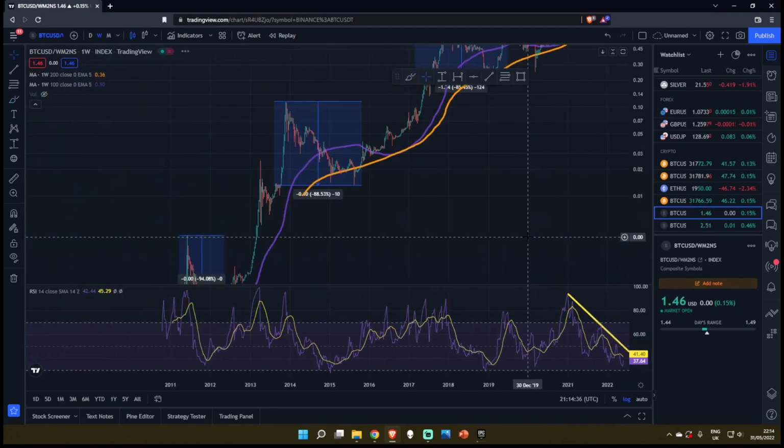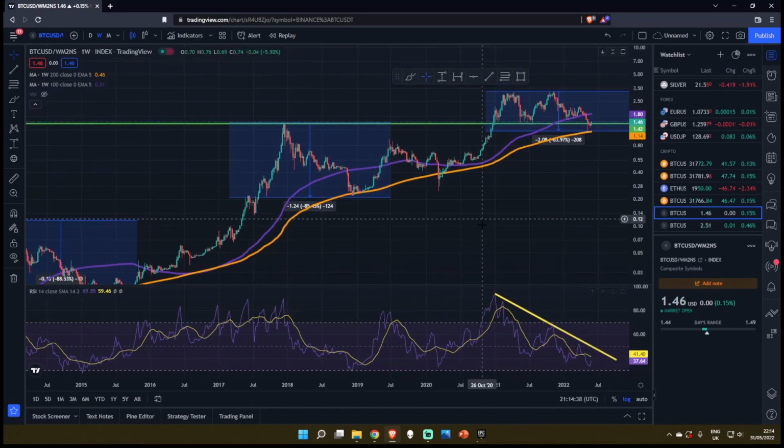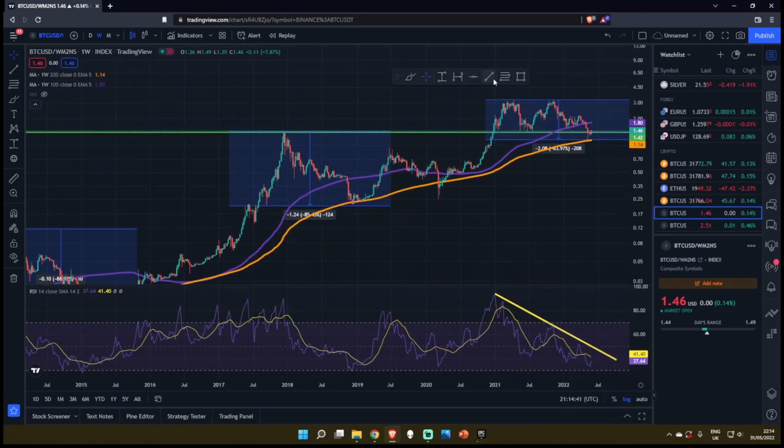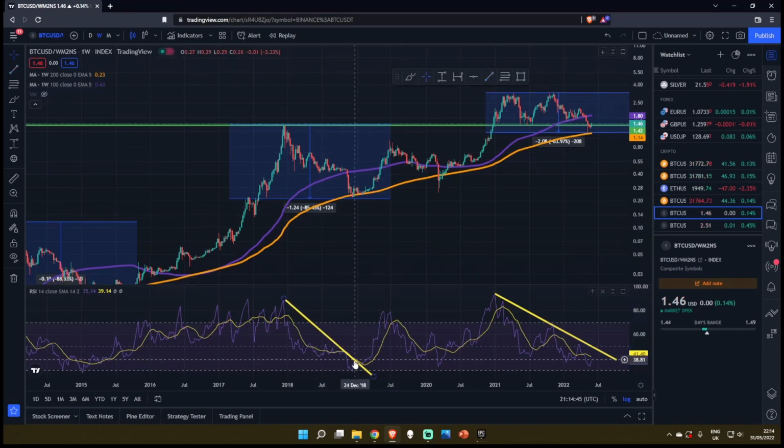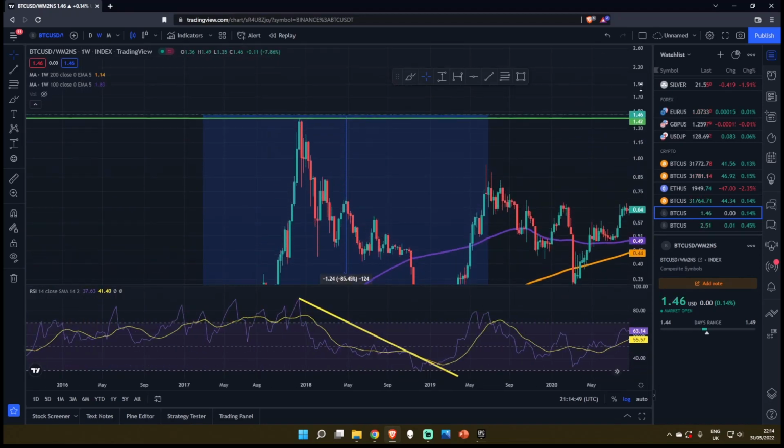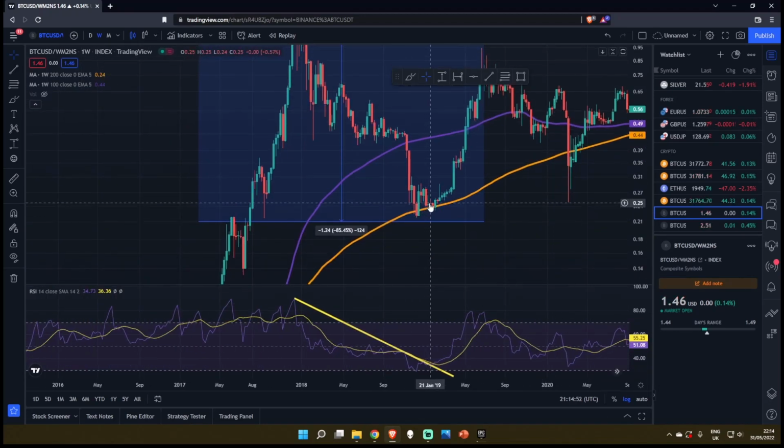Why do I think so? Well, let's take it back a step. What happened in this bear market? Once again, price moving down, RSI moving down. What happened once we broke out of the RSI? We broke out around about the 14th of January. What was the price on the 14th of January?